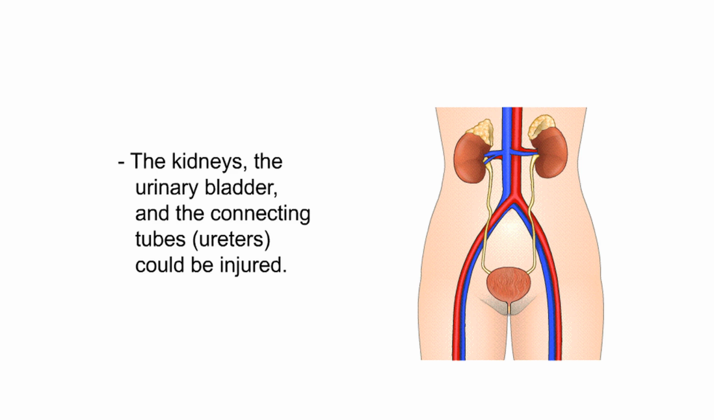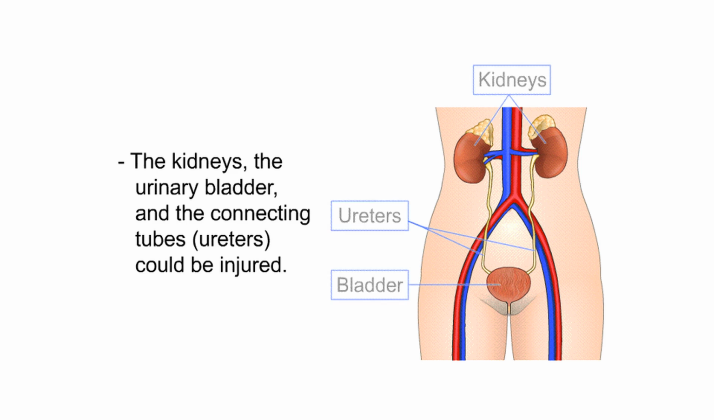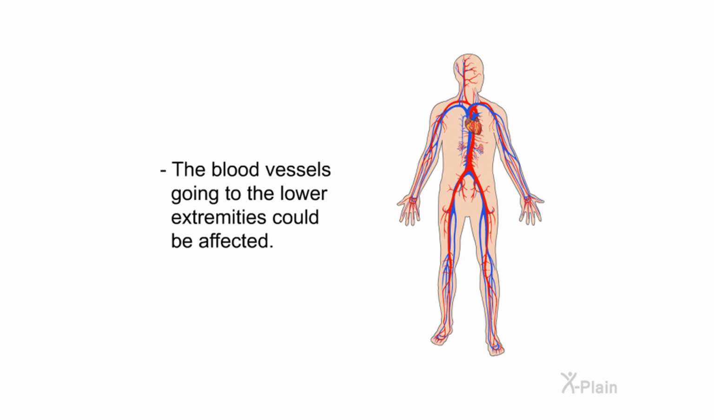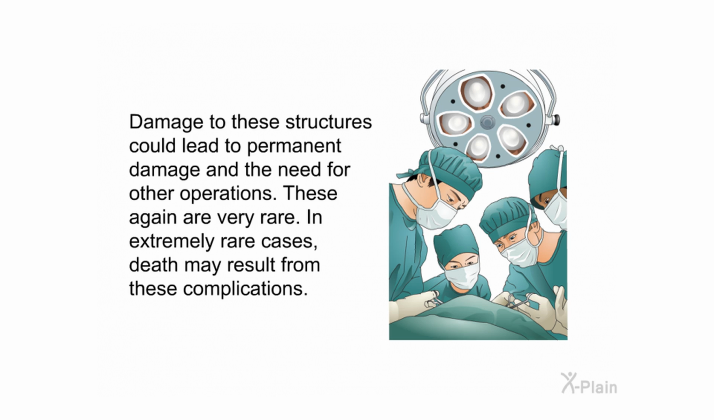The kidneys, the urinary bladder, and the connecting tubes, ureters, could be injured. Internal female organs, such as the uterus and ovaries, could also be injured. The blood vessels going to the lower extremities could be affected. Damage to these structures could lead to permanent damage and the need for other operations. These, again, are very rare. In extremely rare cases, death may result from these complications.